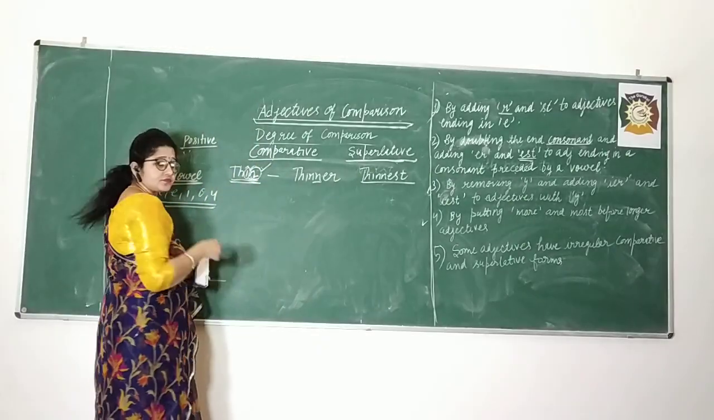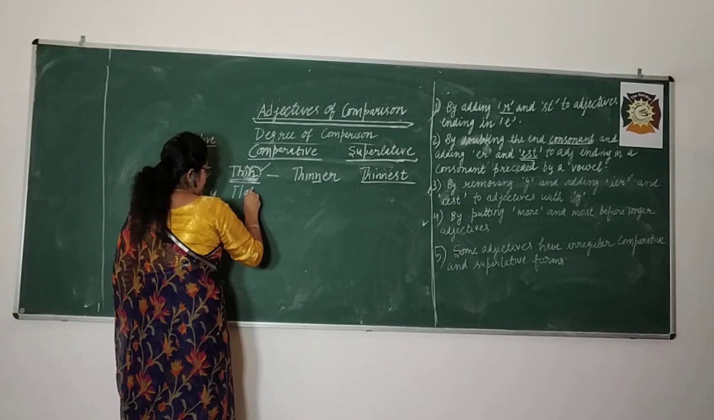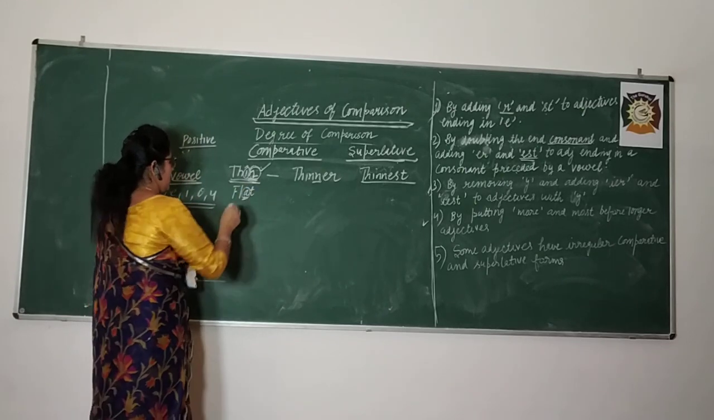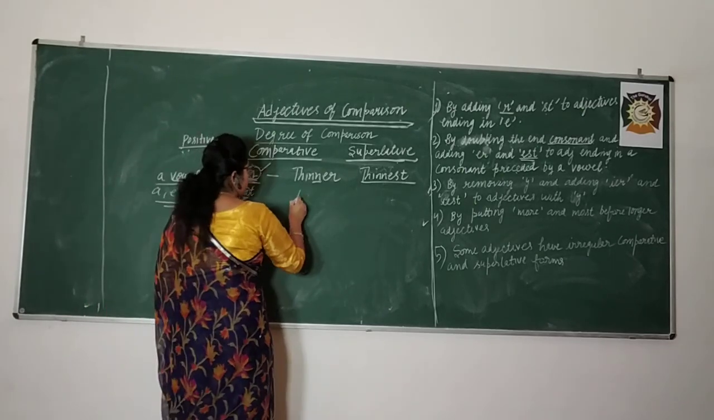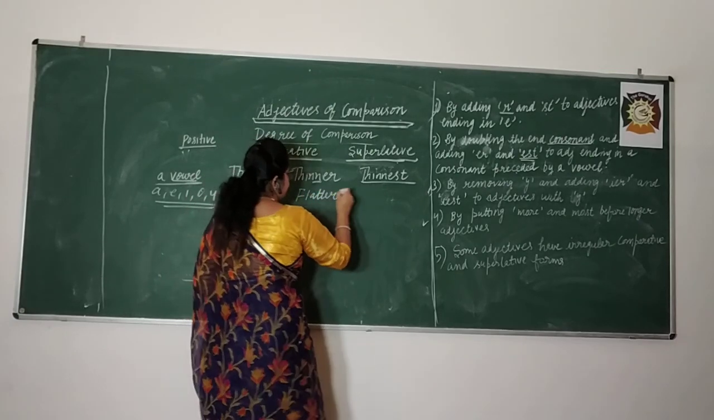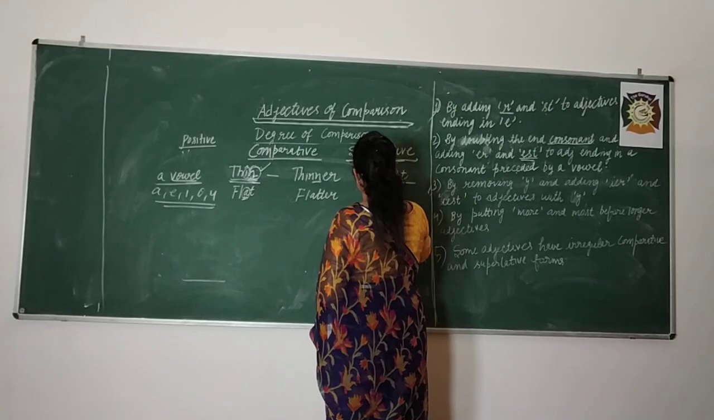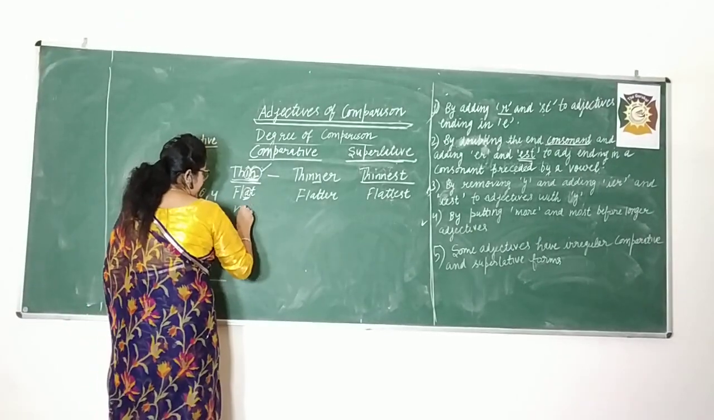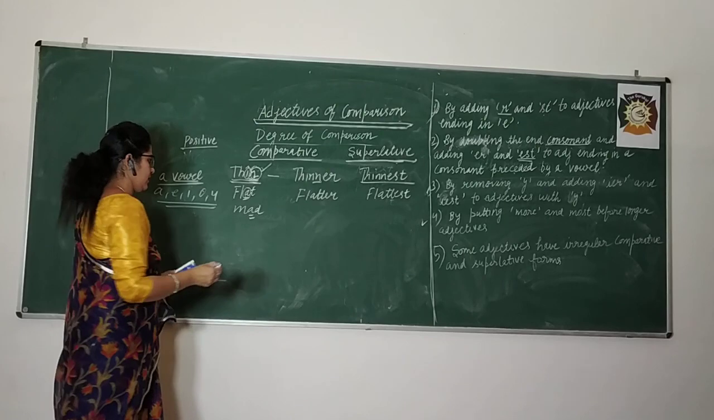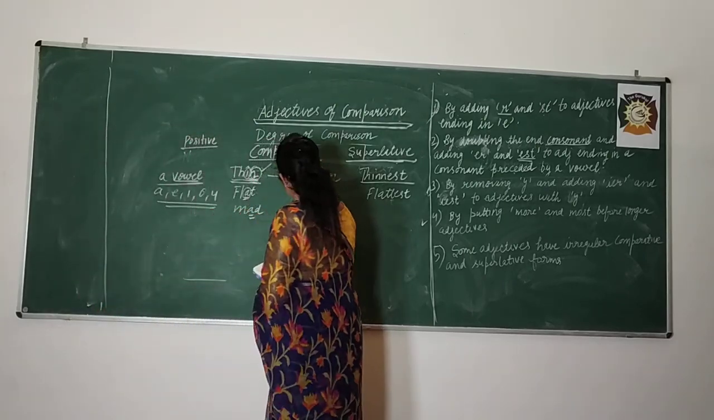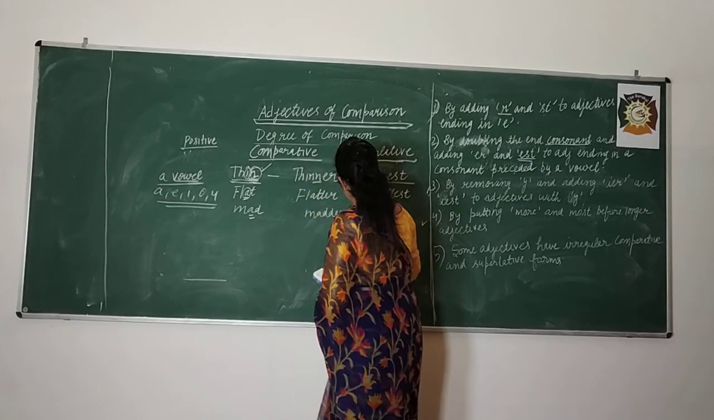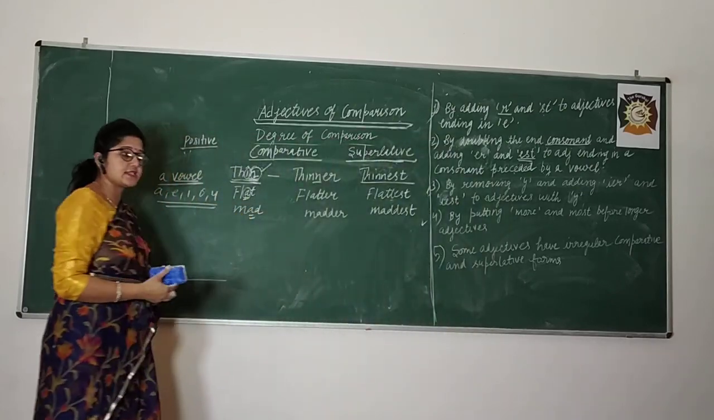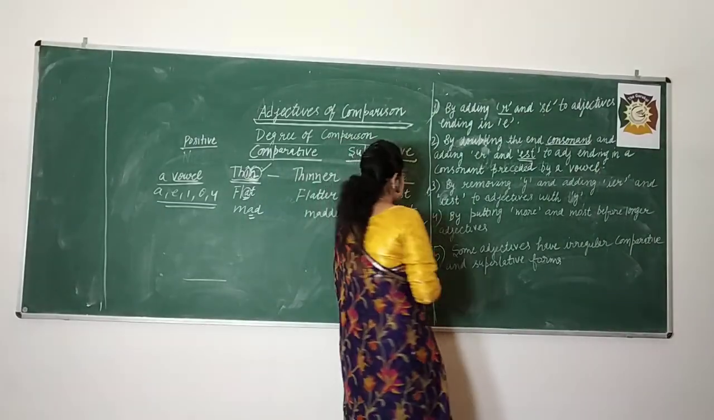Second is flat. As you are seeing, there is also a vowel before the consonant. So flat, flatter, flattest. Mad, as in this adjective also we have used a vowel. Mad, madder, maddest. I hope that this thing is clear to you. Now let's move to the third rule.